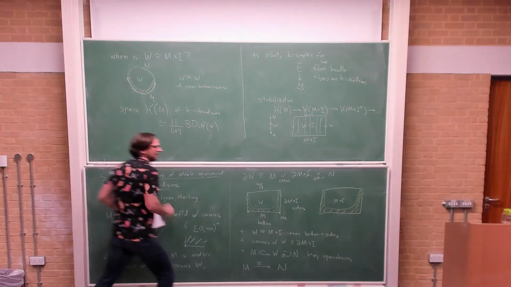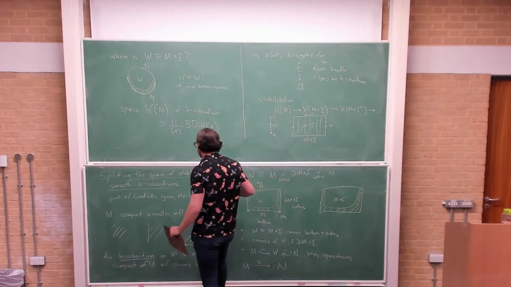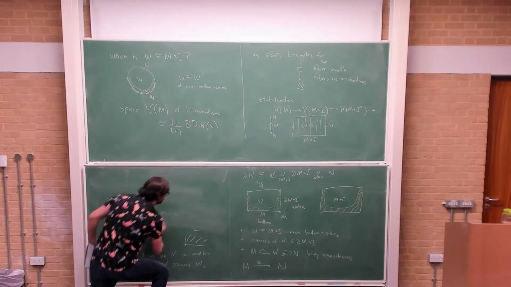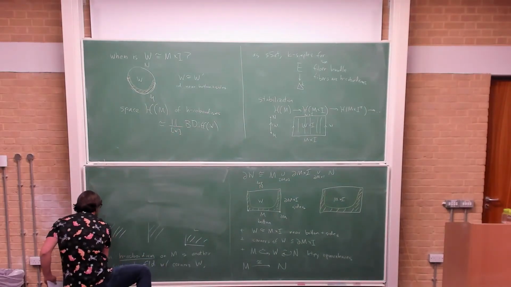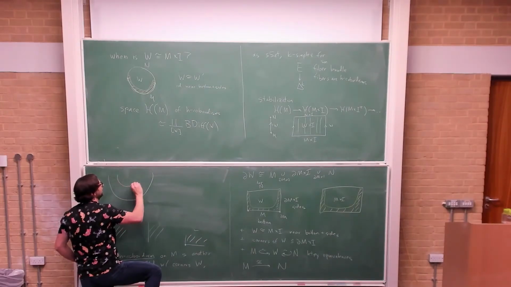Okay. How do we fix that? There are two standard ways to fix it. So one is to take W times I and bend it like this.